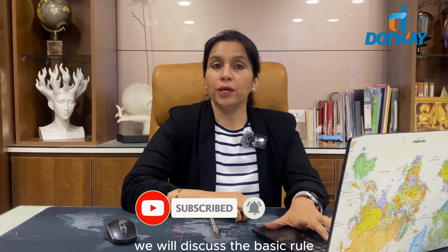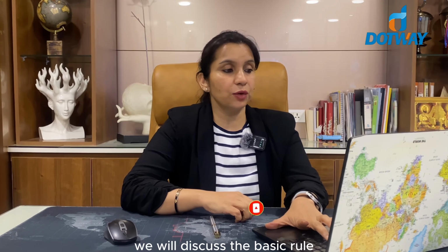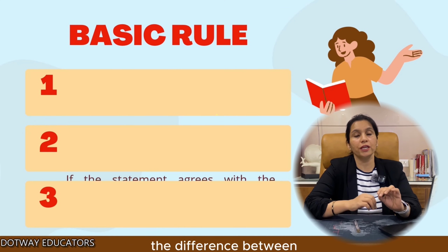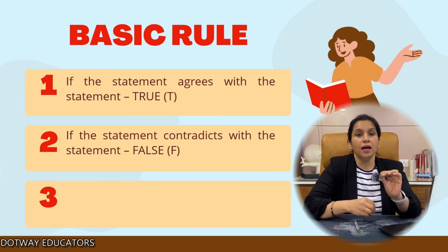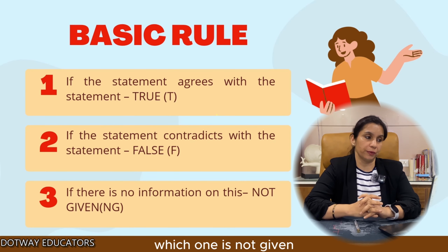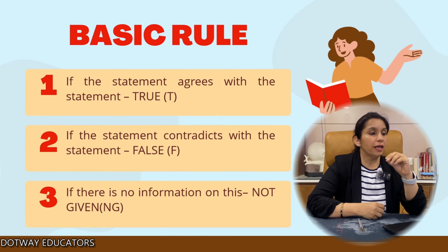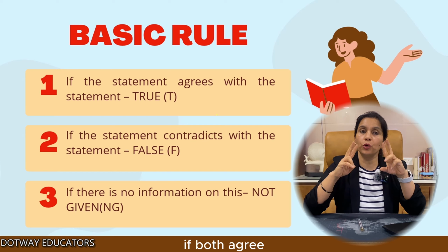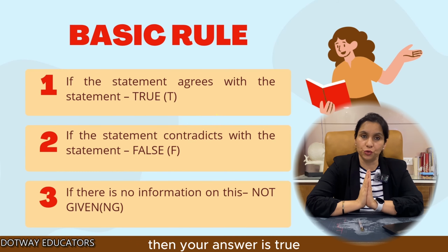First of all, we will discuss the basic rule. Now many students don't understand the difference between false and not given. How to decide which one is false and which one is not given. So a statement is true if your statement agrees with the information in the passage. If both agree, then your answer is true.